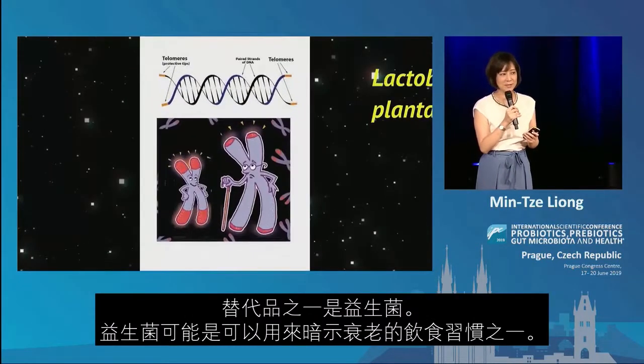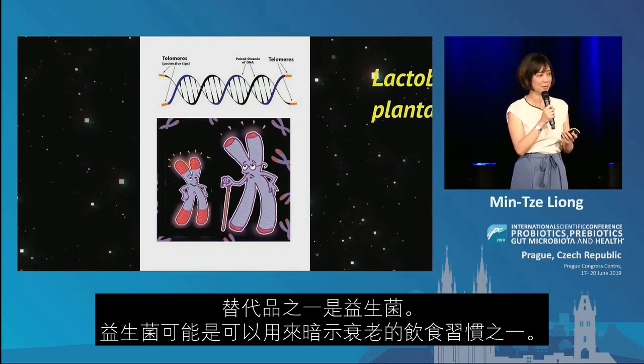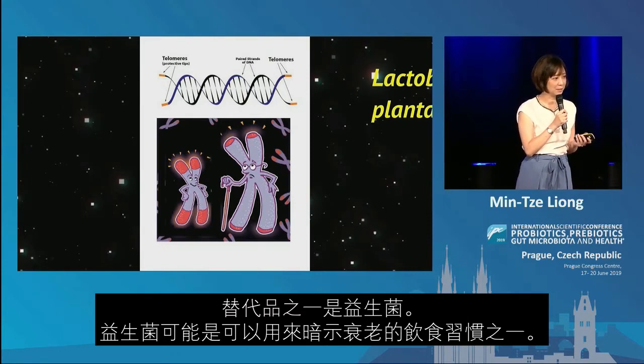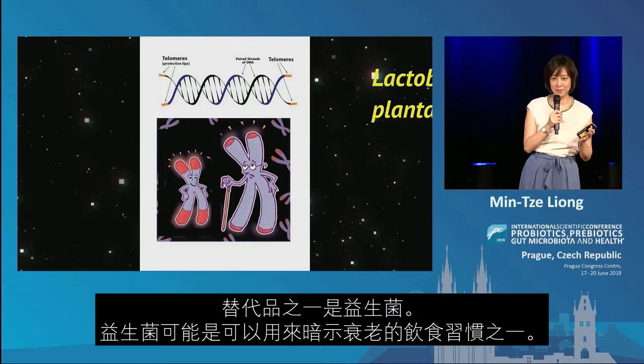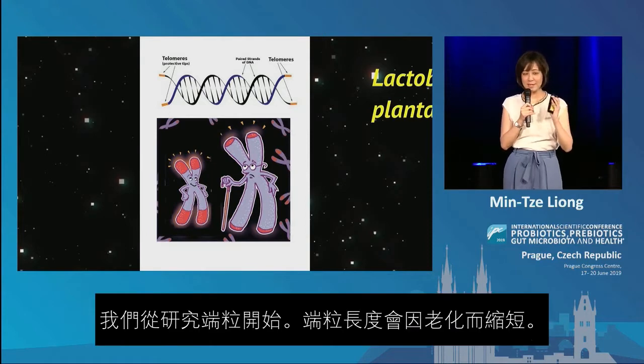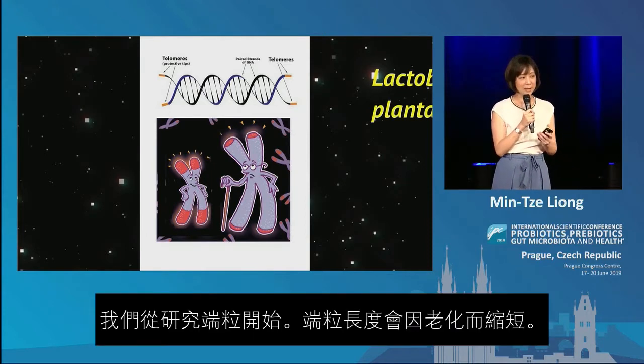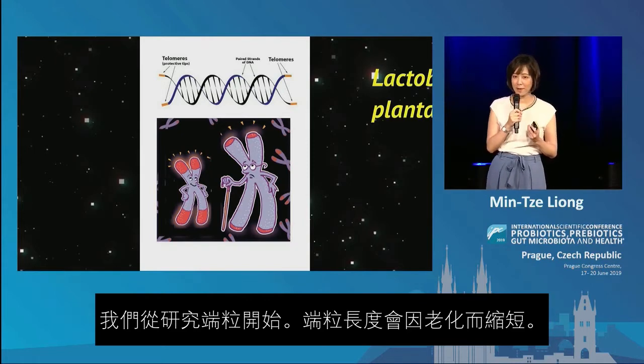One of the alternatives is to look at probiotics, now that we are looking at gut modulation, immune modulation. Hopefully, probiotic can be one of the dietary interventions that could be used to alleviate aging morbidities. Now, when we started doing this aging, we didn't know where to start. So we were planning how to do a screening, how to do a high throughput screening. Why not look at telomere?